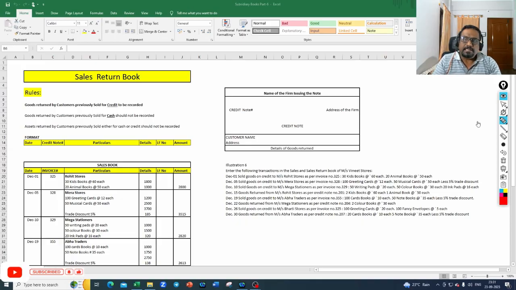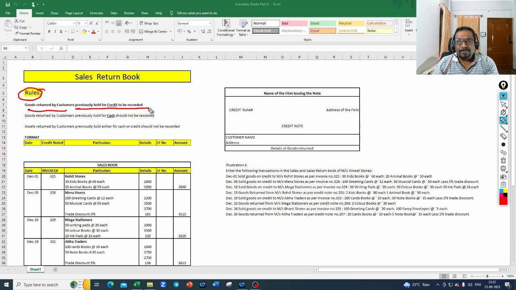Okay guys, let us look into sales returns book. What are the rules? Goods returned by customers previously sold for credit are to be recorded, same as we discussed in our purchase returns book. Goods would have been returned by the customers, and these goods would have been sold to those customers for credit.